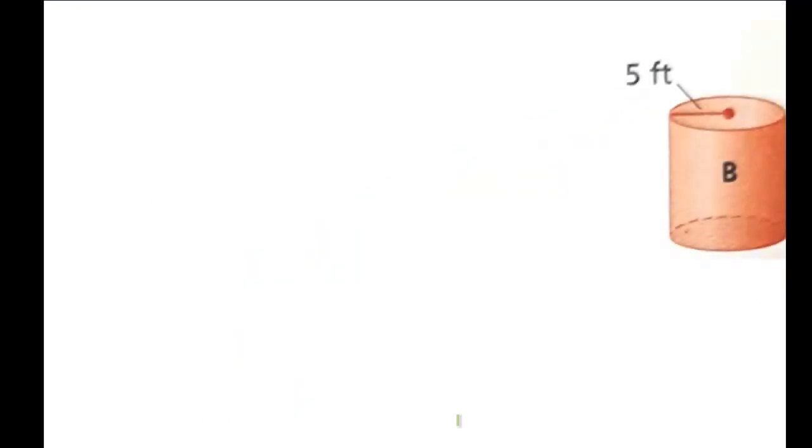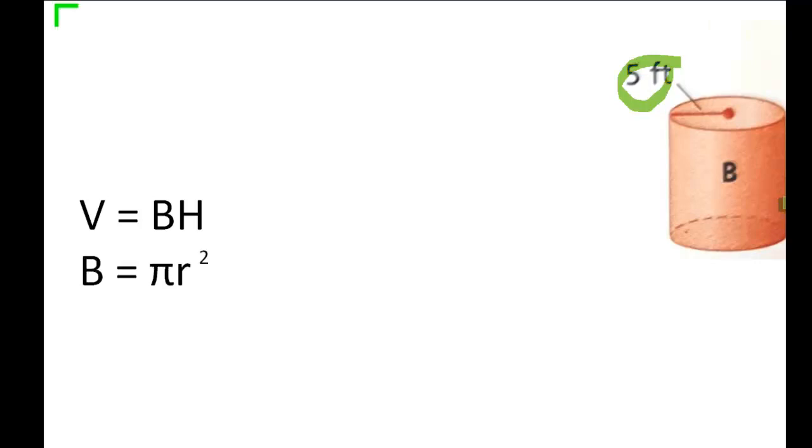This is cylinder A. Cylinder B, the fat one. I have here radius of 5 feet and height of 10. Let's put our rule. Volume of cylinder equals area of base multiplies height. Area of base, what is the base? The base is a circle. So let's find the area of the circle. It's pi r square. Pi equals 3. And r here is 5 feet. So 5 multiplies 5 multiplies 3 equals 75 feet square.